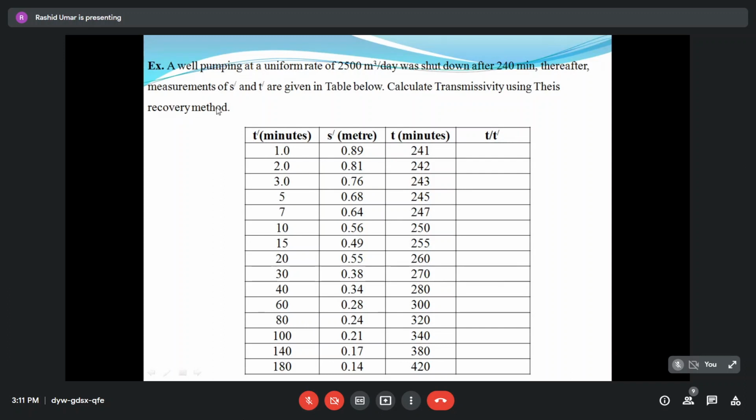So I just wanted to show you how we record the data. By this graph, I want to show you how we measure the recovery. This t' is the recovery time. So we have taken recovery at 1 minute, 2 minutes, 3 minutes, 5 minutes, 7 minutes, 10 minutes. After 10 minutes, recovery got slow.